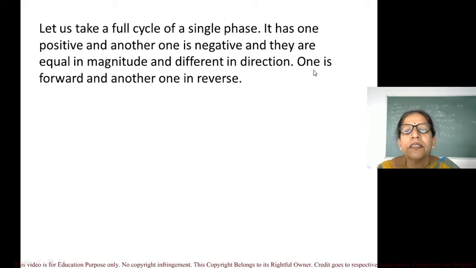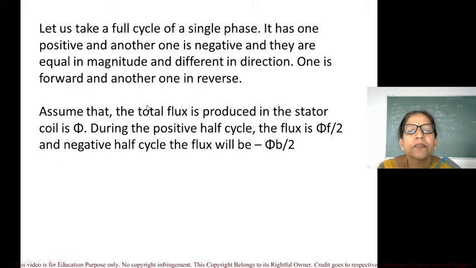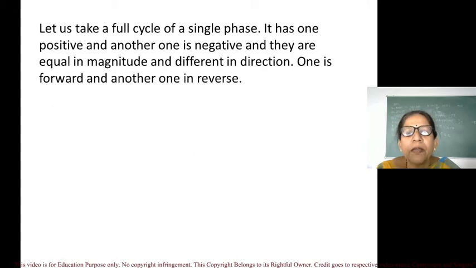We will consider it as a combination of one forward flux and another reverse flux. Assume that the total flux produced in the stator coil is phi. During the positive half cycle, the flux is phi F by 2, and during the negative half cycle, the flux will be phi B by 2. Phi F by 2 and phi B by 2.